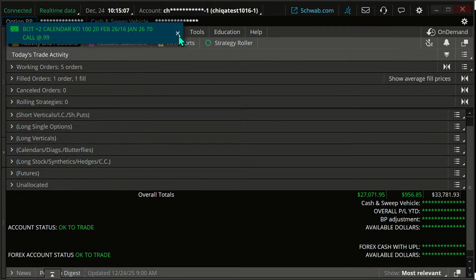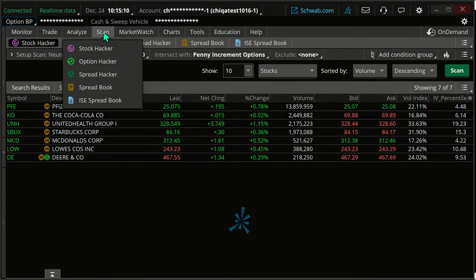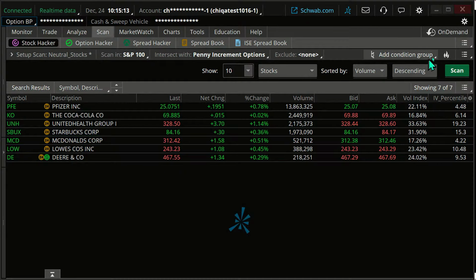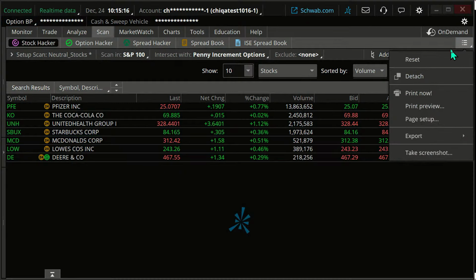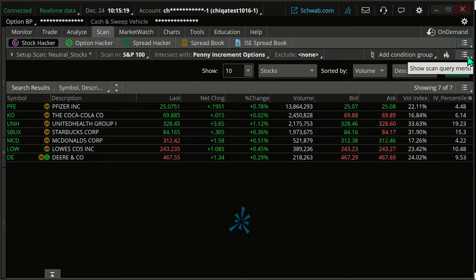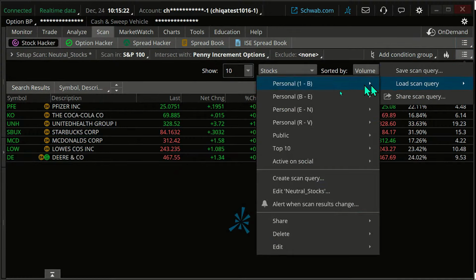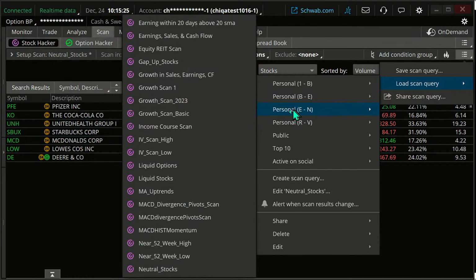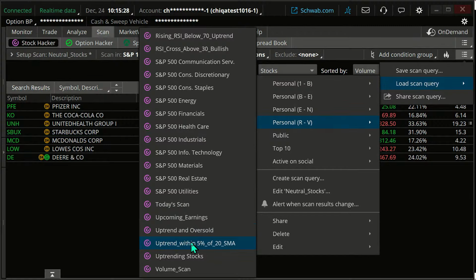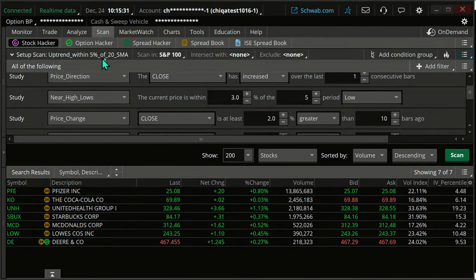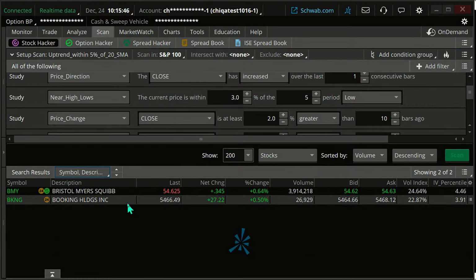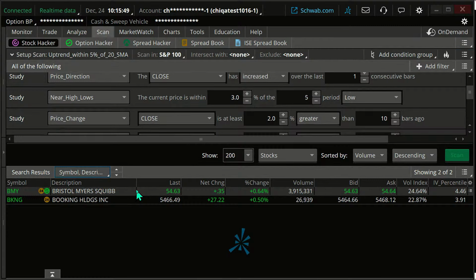So let me give you trending stocks. Again, we do the same thing and save it as a scan, and then it'll be a watch list. Clicked on the wrong column. Load scan query, and let me do an uptrending scan, and I'll share that with you as well if you're interested. Here's uptrending within 5% of a 20-day moving average, S&P 100 stocks. I do that S&P 100 to try and give us more option type candidates, more liquid type stocks. Let me scan that. Here's my uptrending stocks. There's not a lot of them, but there we go.